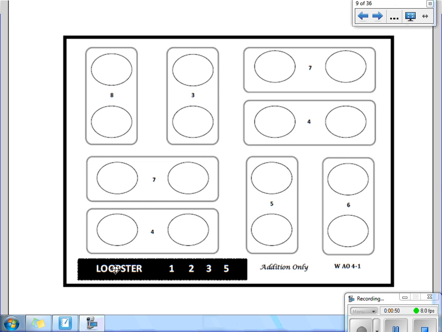Okay, again, a loopster puzzle always has its name in the bottom left hand corner. This is a loopster 1, 2, 3, 5. That means you need a 1, a 2, a 3, a 5 in every row and every column. But this one's addition only. That means that when you look at the loop band around it, you see the two circles. The answer is 8, but now it's a sum of 8, not a product. So the sum is 8, so that means two numbers add up to 8. These two add up to 3, add up to 7, 4, and so on.